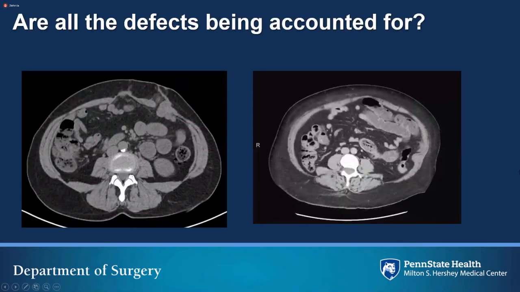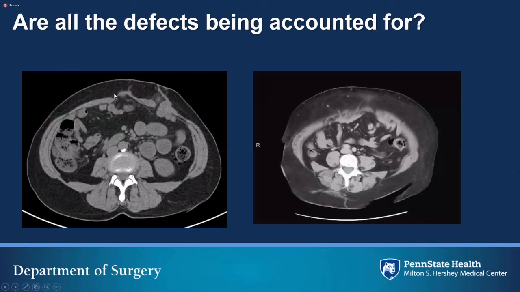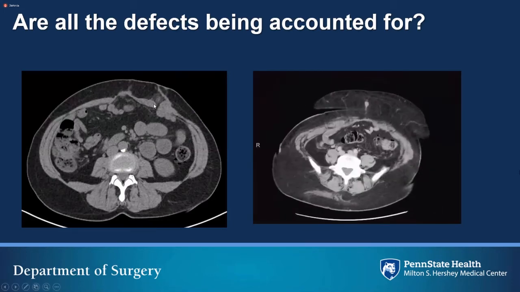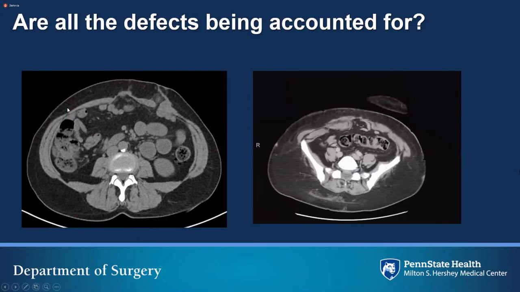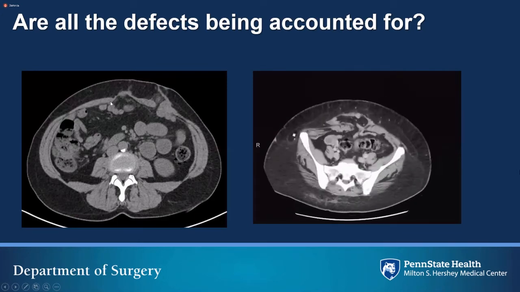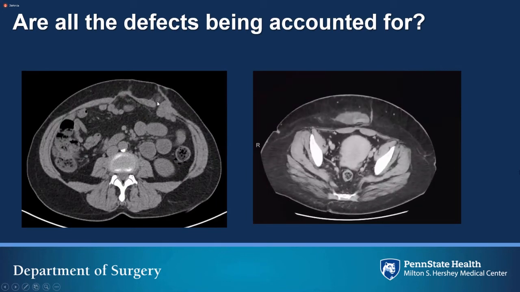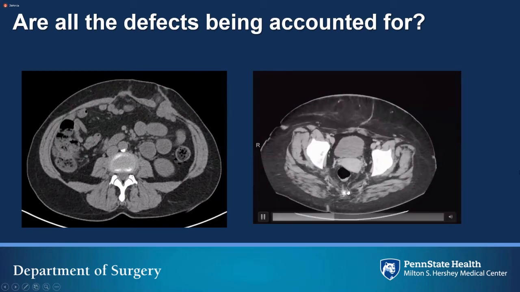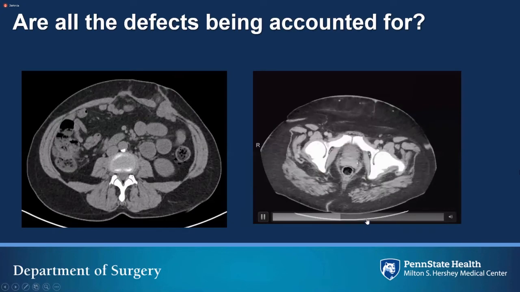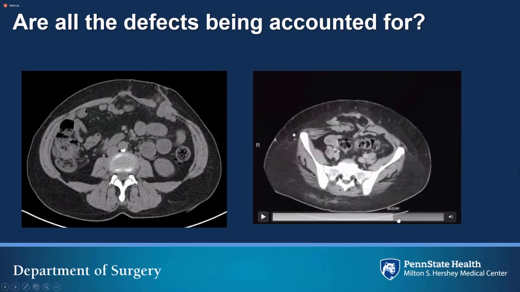Finally, just a few things, are all the defects being accounted for? So here's a midline hernia, but an old stoma site hernia as well. This obviously all falls within the same EHS medial zone, but obviously this hernia that has a lateral component is important. I want to show you, this is the person I just showed you with this pure M5 zone hernia.